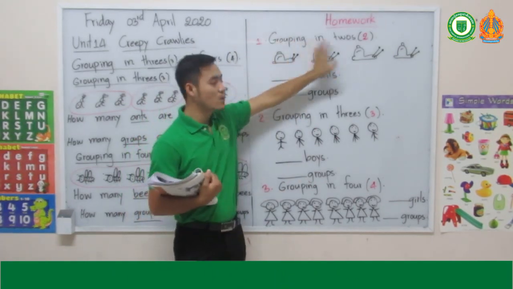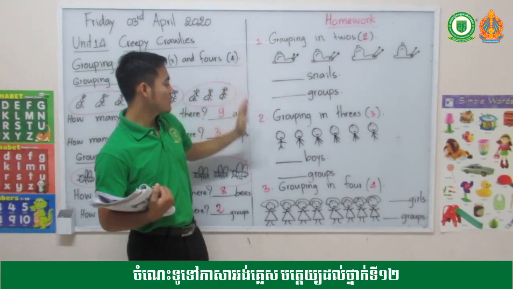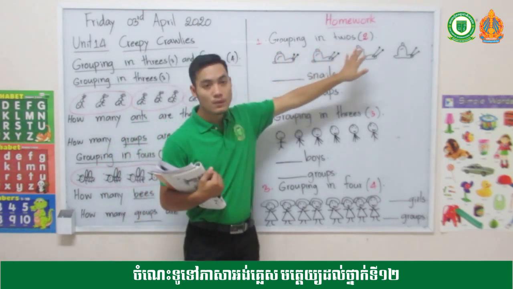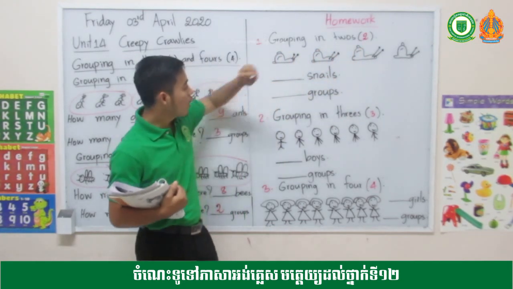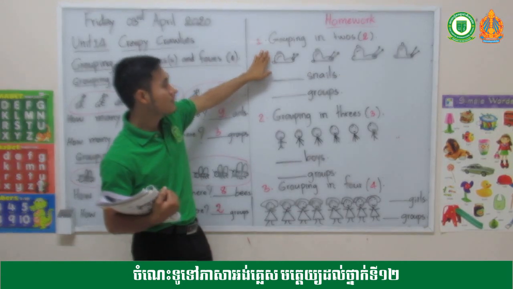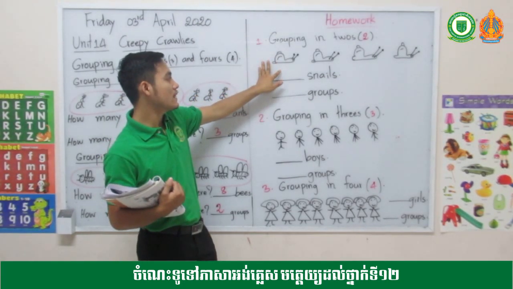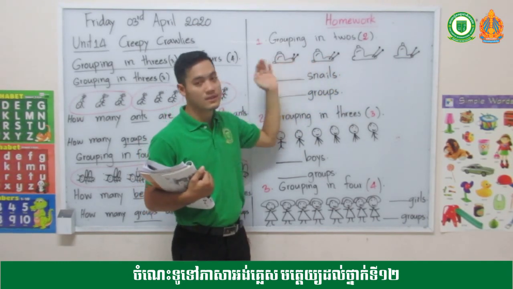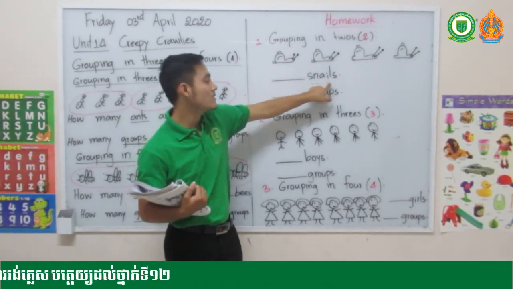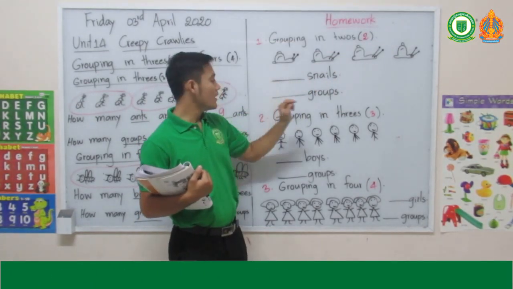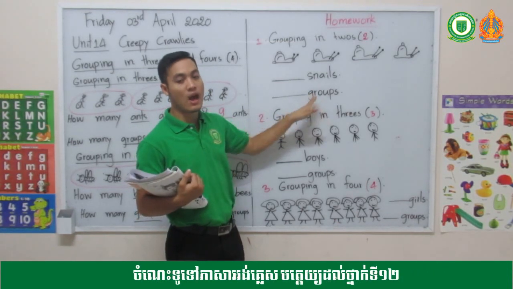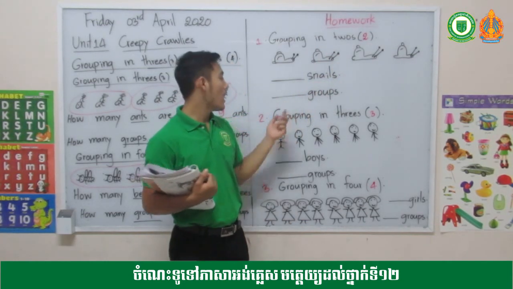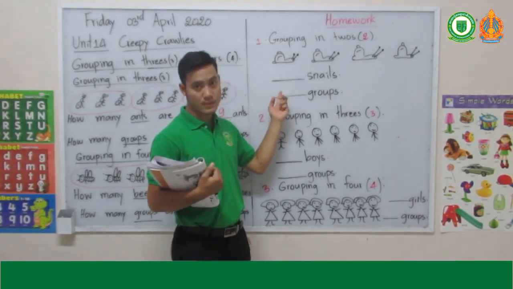So before going, let's do your homework. Here is your homework that we have part 1, 2, and 3. Number 1 is grouping in twos. Over here there are some snails, and I don't know how many snails there are. So you need to count the snails and complete here how many snails are there. And also here groups, it means how many groups are there after you group in two. So you complete the groups here.